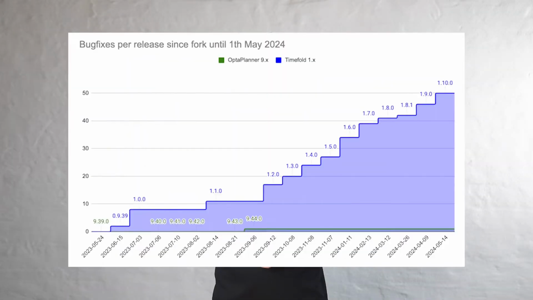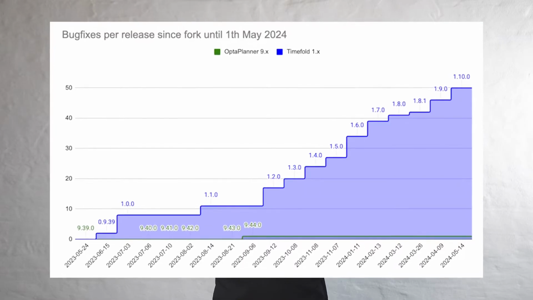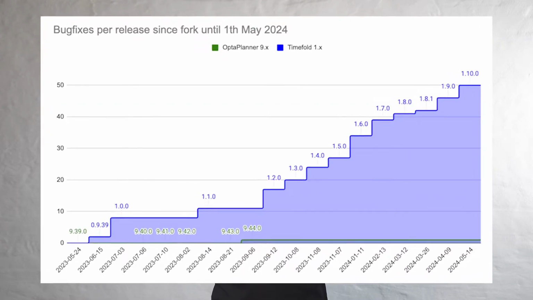Timefold Solver fixed 50 bugs, including security issues, since it forked from the OptaPlanner codebase. We release a new minor version every month and hotfixes as needed.